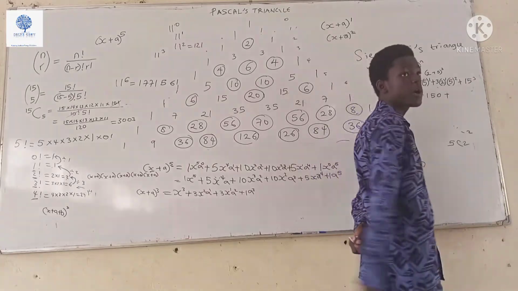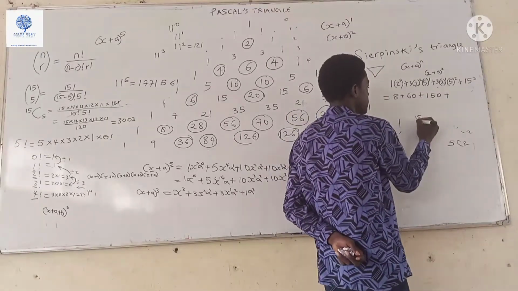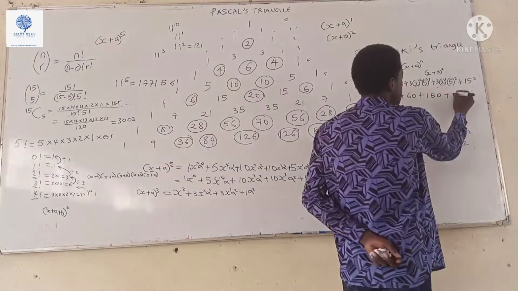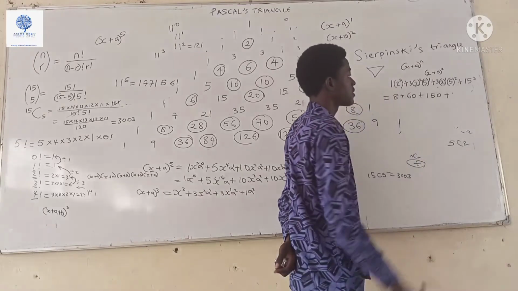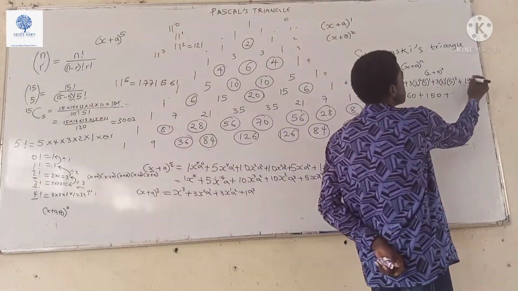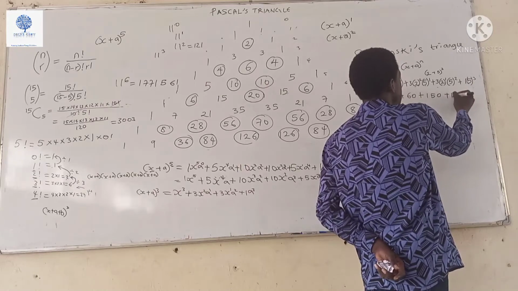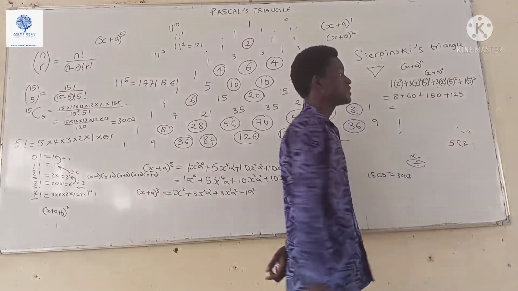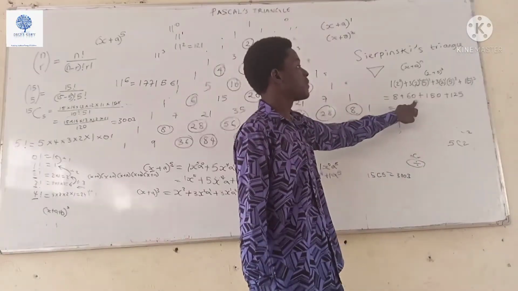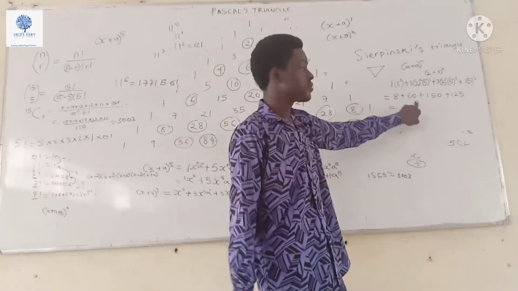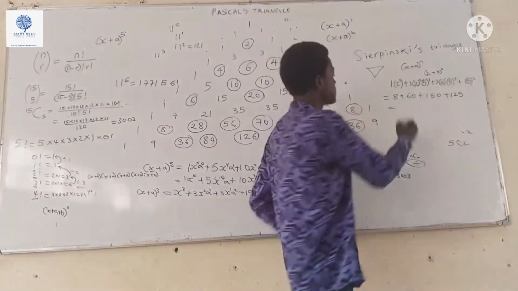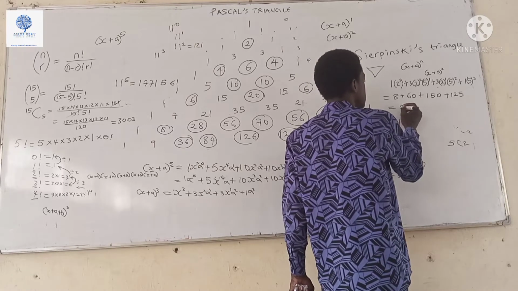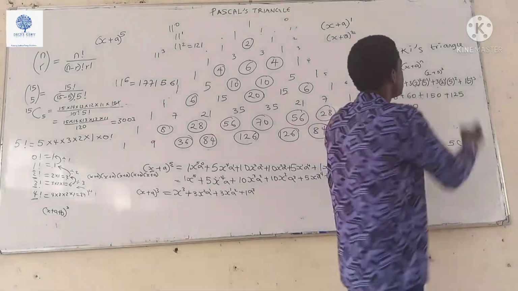Plus 5 to the power of 3 is what? Sorry. Oh, 5 to the power of 3 is 125, right? This gives us 125 plus 150 is 275. 275 plus 60 is 335. 335 plus 8 is 343. So this gives us 7 to the power of 3, right?